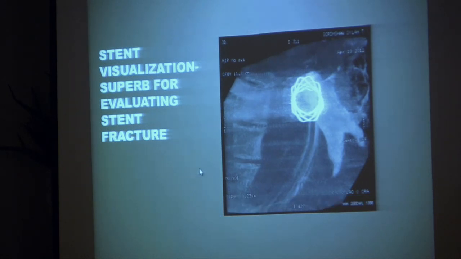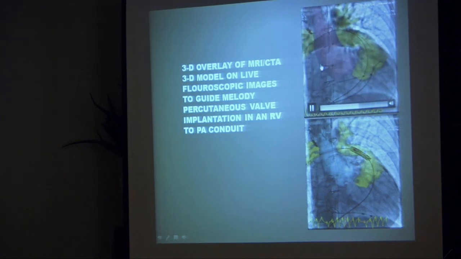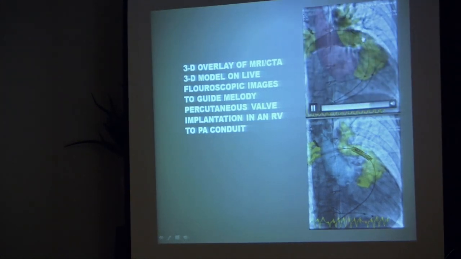So it's important for us to look for that, so we can look at the integrity of the stent that way. And then here is, I think, the most exciting application of this at this point, which is taking the 3D overlay. This is in a patient with tetralogy of Fallot, a dilated aortic root, and a homograft that's highly dysfunctional from the RV to the PA.